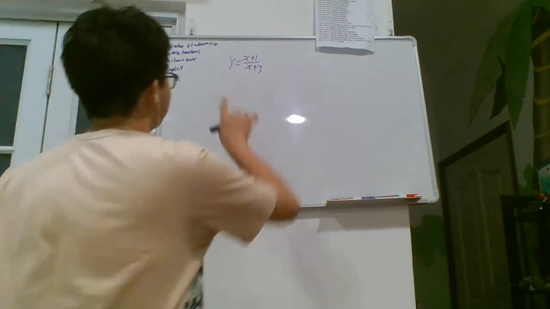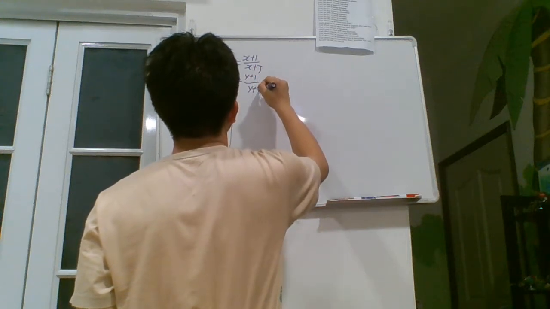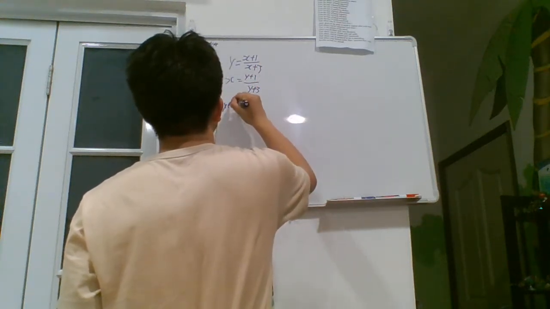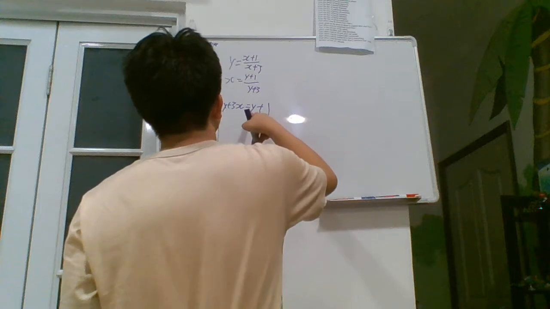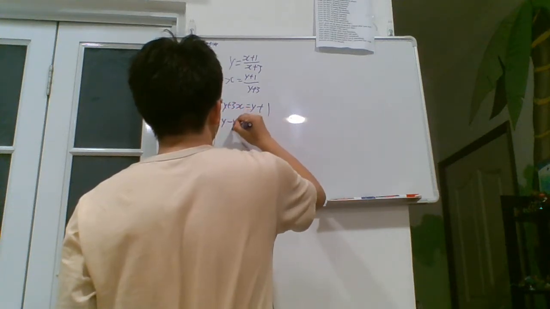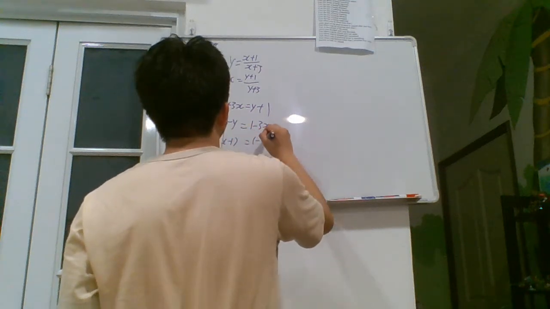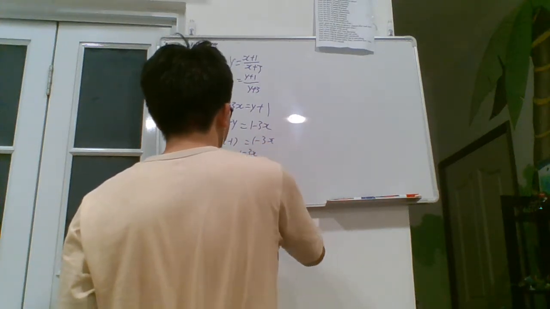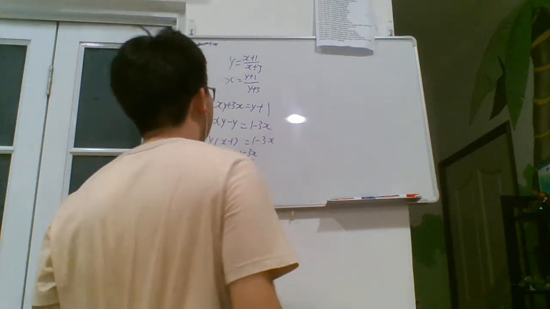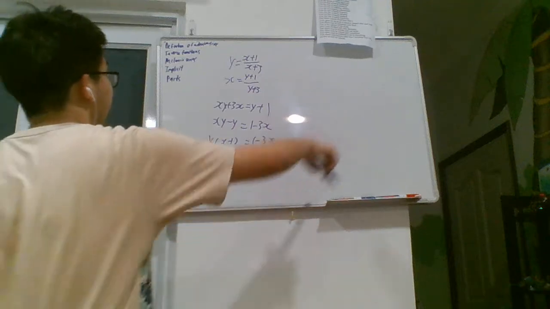So let's start off by swapping the x's and y's. So x equals (y plus 1) over (y plus 3). So xy plus 3x equals y plus 1. Move over the y, move over the 3x. You will get xy minus y equals 1 minus 3x. y times (x minus 1) equals 1 minus 3x. y equals (1 minus 3x) over (x minus 1). And my math is terrible now after O levels. This will be the inverse function of this.